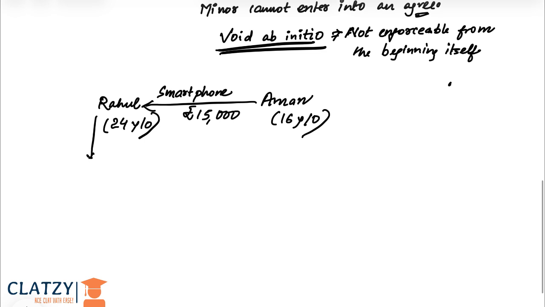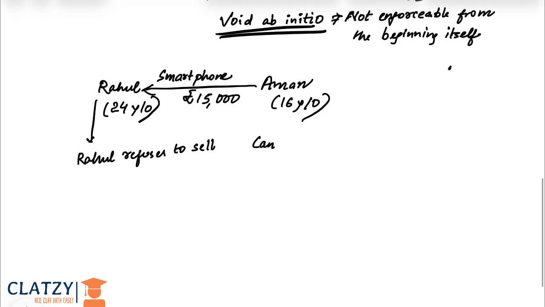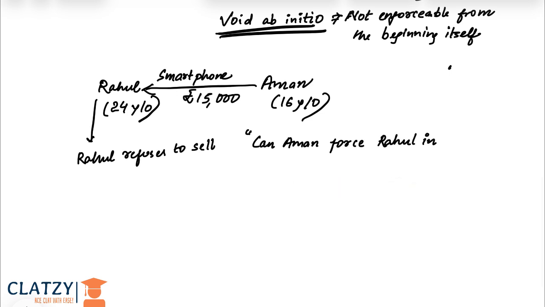But after 2 days, Rahul refuses to sell. Rahul refuses to sell the phone. Aman gets angry and says, Rahul, you promised me that you will sell your phone to me. We had an agreement. Okay? And therefore, if you don't sell your phone to me, I will take you to court. Rahul still refuses to sell the phone. And therefore, Aman goes to the court. Question is, can Aman force Rahul in court to sell the phone?